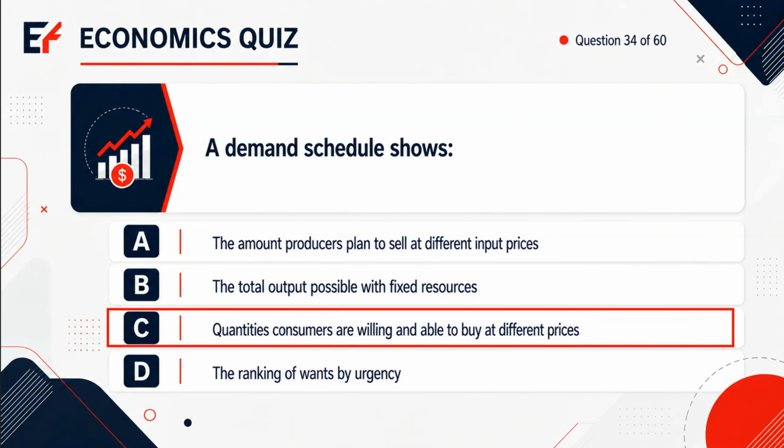Let's define it in market terms. A demand schedule is a table showing how much consumers are willing and able to buy at different possible prices. Option C is correct because it links price with quantity demanded. Option A describes supply behavior, not demand. Option B points to production possibilities, not consumer buying plans. Option D describes a scale of preference, where wants are ranked by importance. The key idea is that a demand schedule shows the relationship between price and quantity demanded.